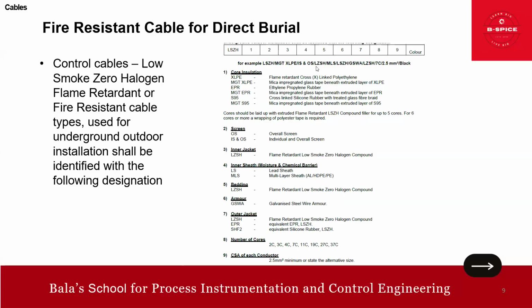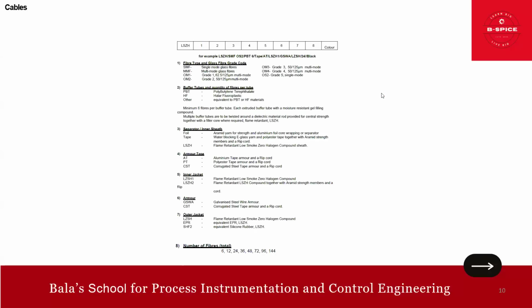MGT, XLPE, ISOS, LSZH, MLS or LS depends on your requirement. Then LSZH, GSWA, LSZH, then 7 core. They're basically your choice, I mean, your requirement. Then the size of the cable and the color. That's it. So this is about the fire resistant cable for direct burial.